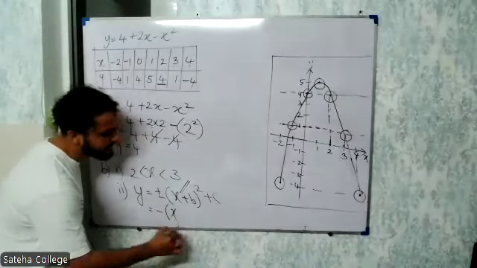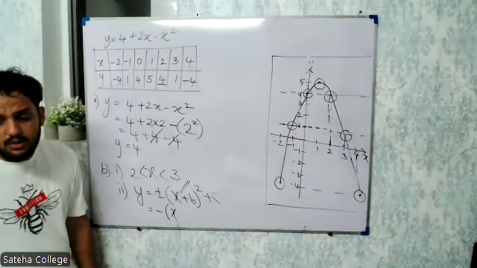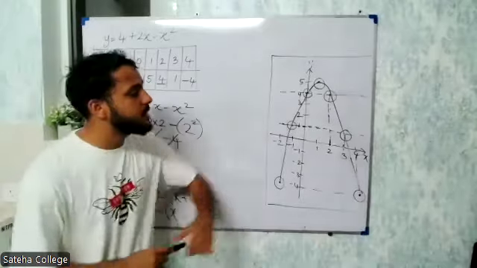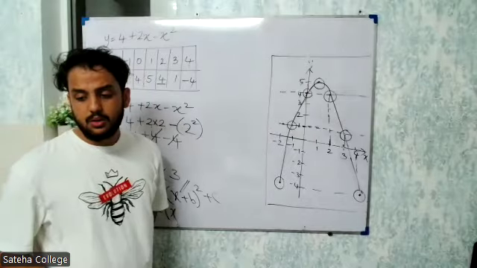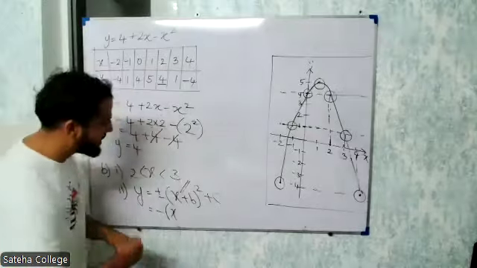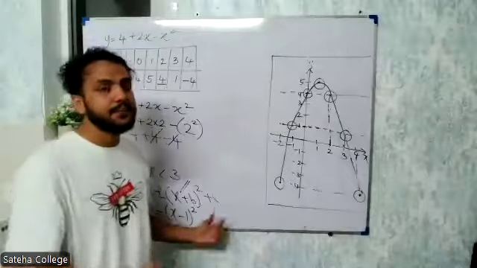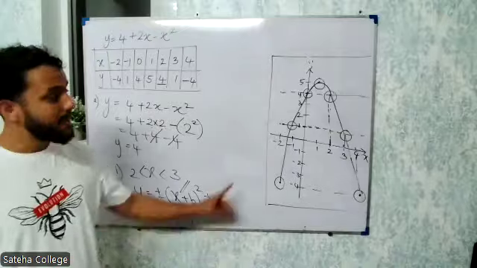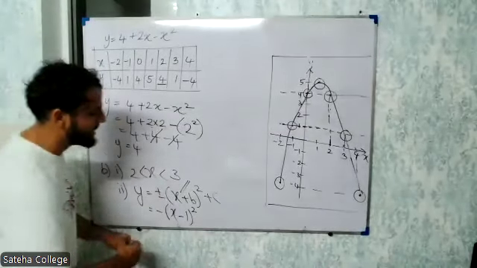In the bracket, x. What is this b, everyone? Negative of the equation of axis of symmetry. What is the equation of axis of symmetry? 1. The equation of axis of symmetry is 1. Negative value of that is minus 1. So (x minus 1) squared. What is this c? The maximum value. What is the maximum value? 5. Very good. Plus 5.